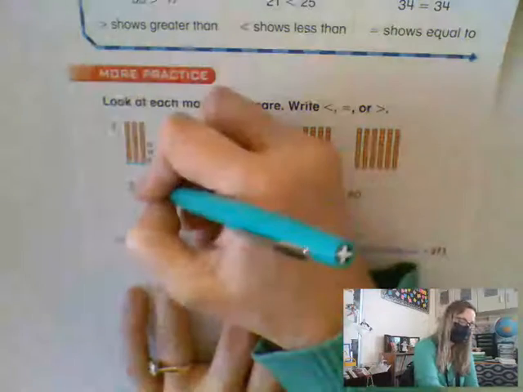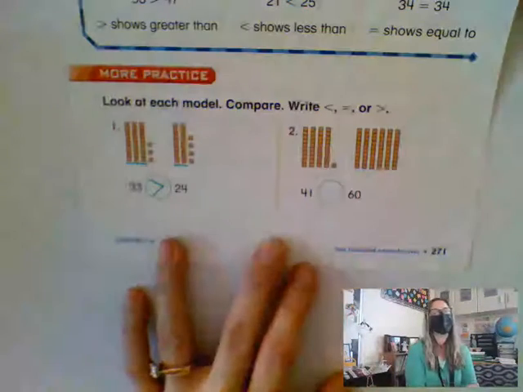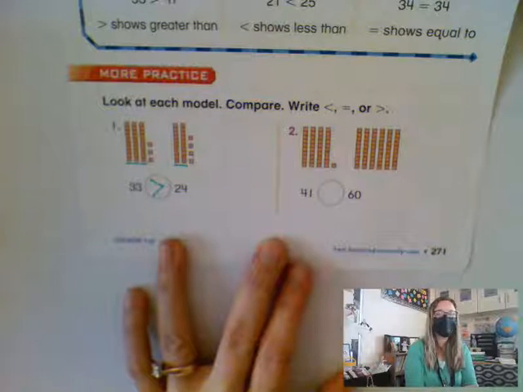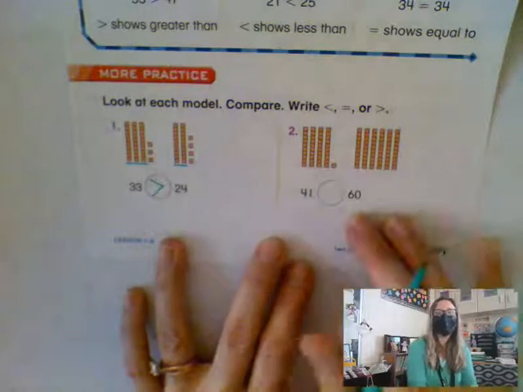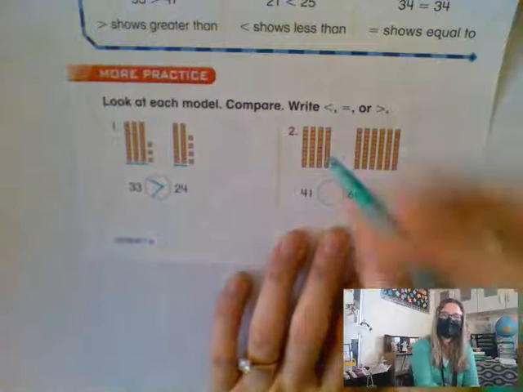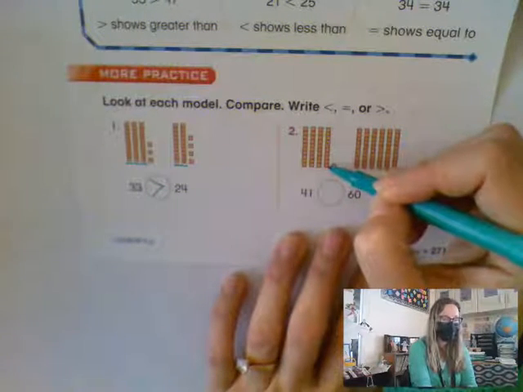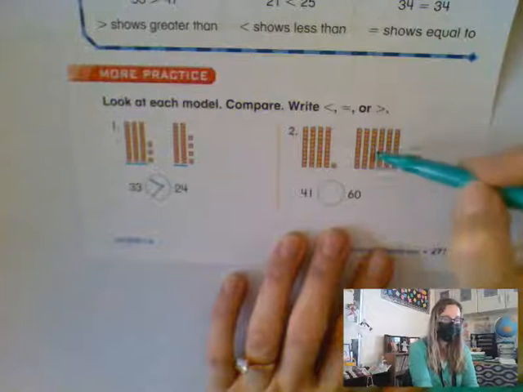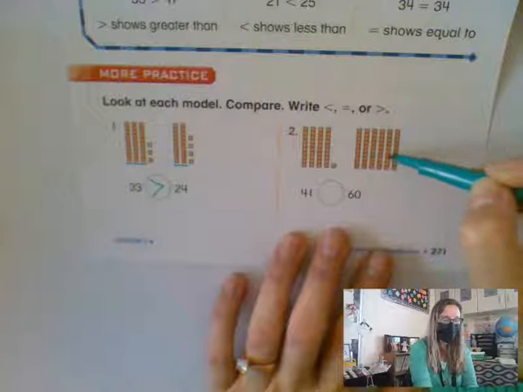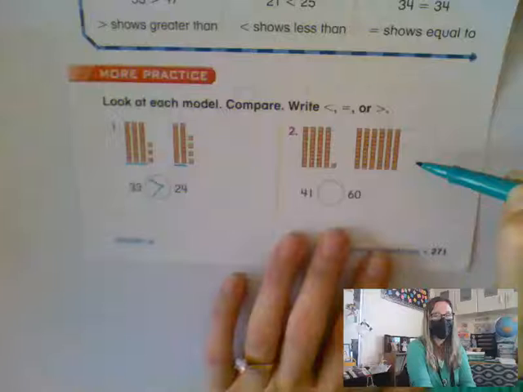33. So I should draw Allie eating the 33. All right, let's go on now to number 2. For the first number, I have 1, 2, 3, 4 10s and 1 1. For the second number, I have 1, 2, 3, 4, 5, 6 10s and no 1s.